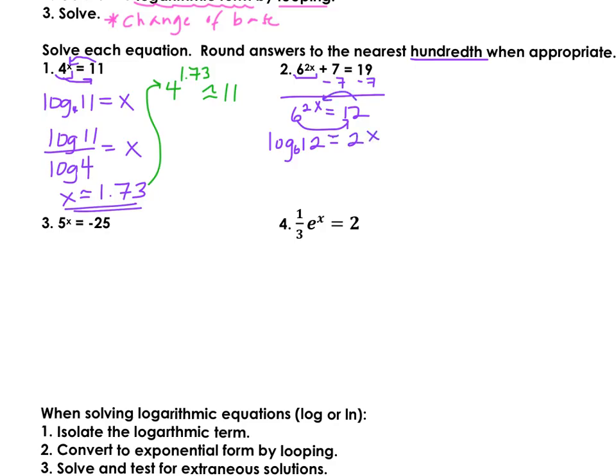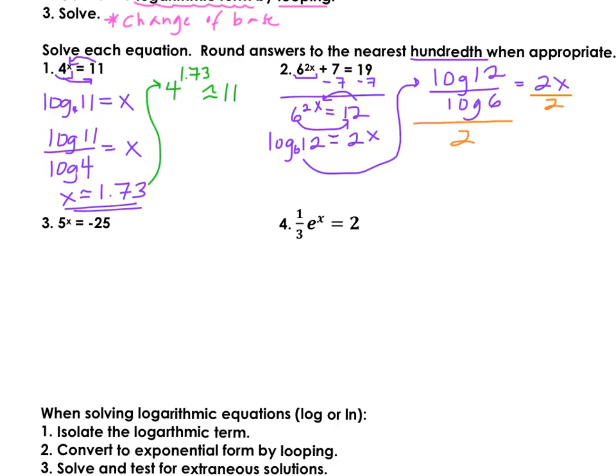Okay, so now convert the left-hand side using your change of base rule. I'm just going to move this over here to the side because I tend to write too big and I'm going to run out of space. If we convert this to the change of base rule, log 12 divided by log 6 equals 2x. I'm going to do something a little bit unconventional here, and I'm going to actually divide by 2 at this point to get x by itself.